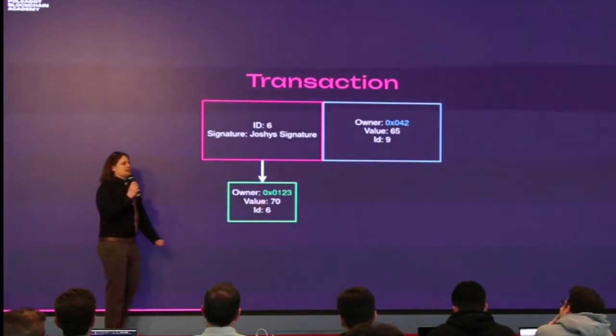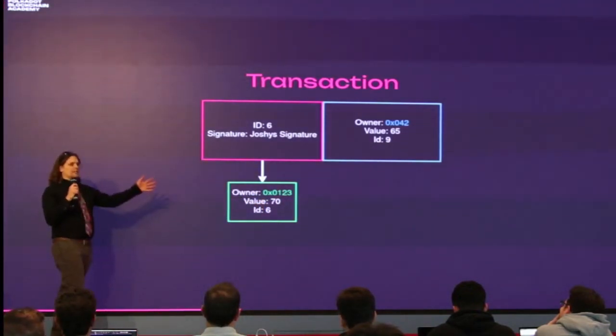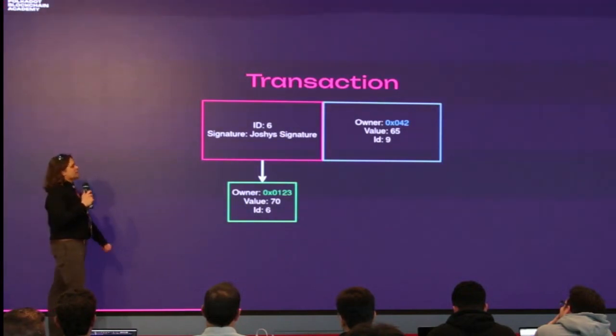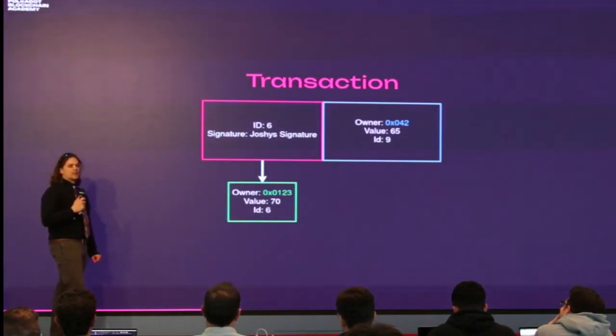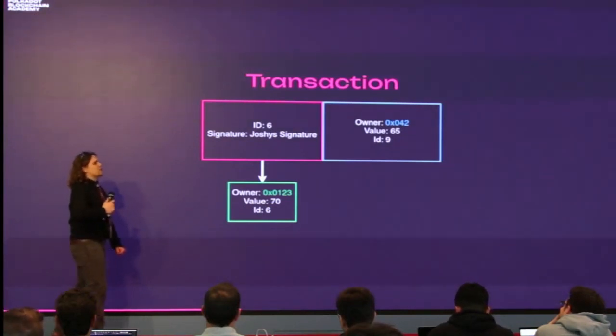Now imagine the miner or whoever it is that's looking at this thing, inspecting it, says, I would really like to take the tip from this transaction. I would like to include this one. What if I just modify it?